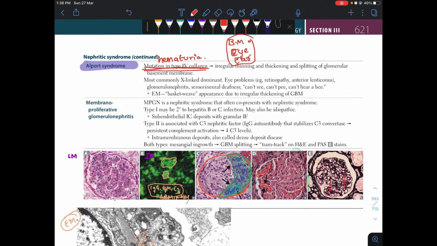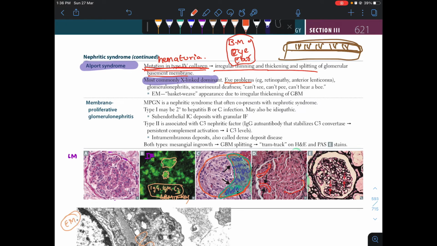When there is mutation in type 4 collagen, there will be irregular thinning and thickening and splitting of glomerular basement membrane. If this is basement membrane, in basement membrane we have type 4 collagen. If there is mutation to this, there will be irregular thinning and thickening of the glomerular basement membrane. This is most commonly X-linked, and there will be eye problems like retinopathy, anterior lenticonus, glomerulonephritis, and there will be sensorineural deafness.